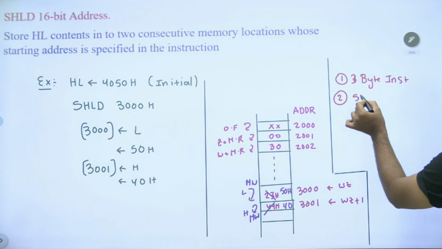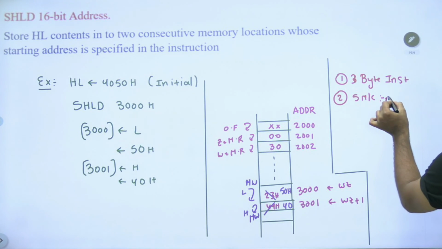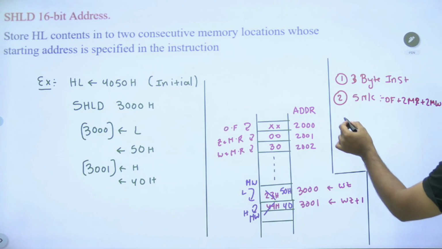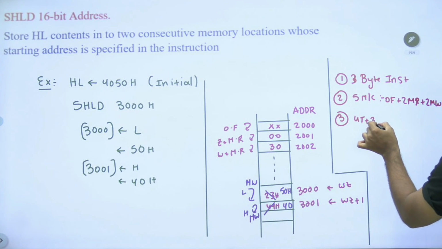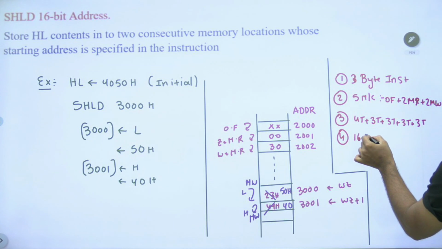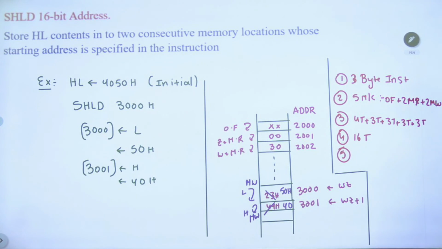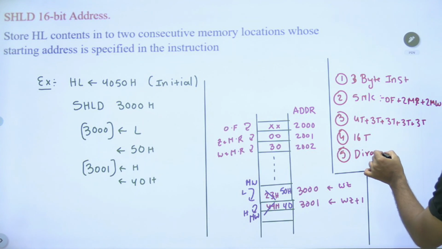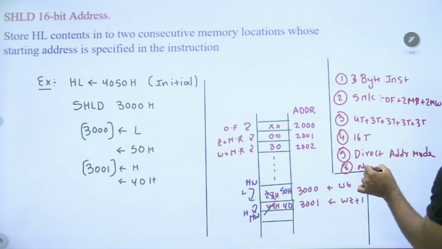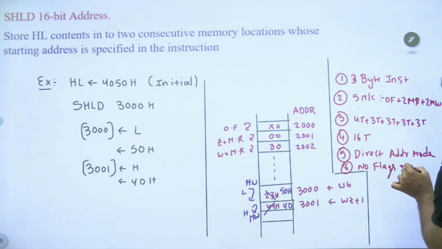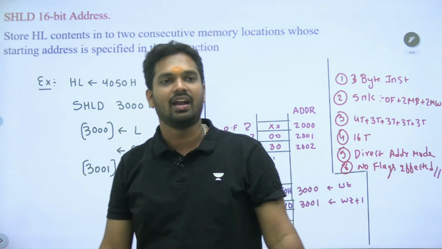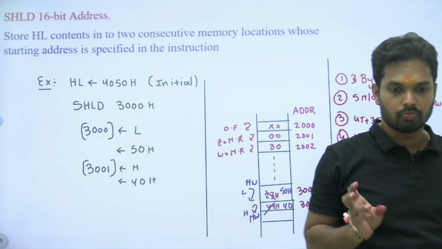How many machine cycles? 5 machine cycles. Opcode fetch, 2 memory read, 2 memory write. No need to remember, as you know. 4T, 3T, 3T, 3T, 3T, 16T. What is the addressing mode? Direct addressing mode. No flags affected. That will finish your total data transfer group of instructions.